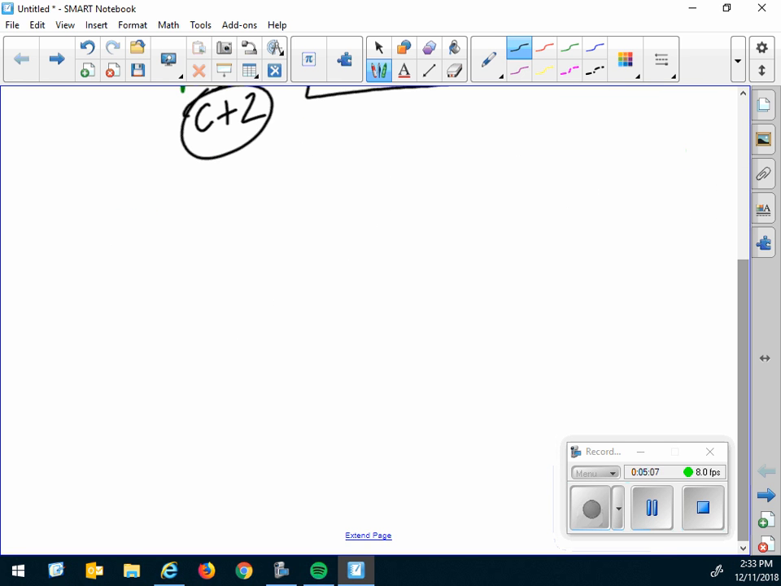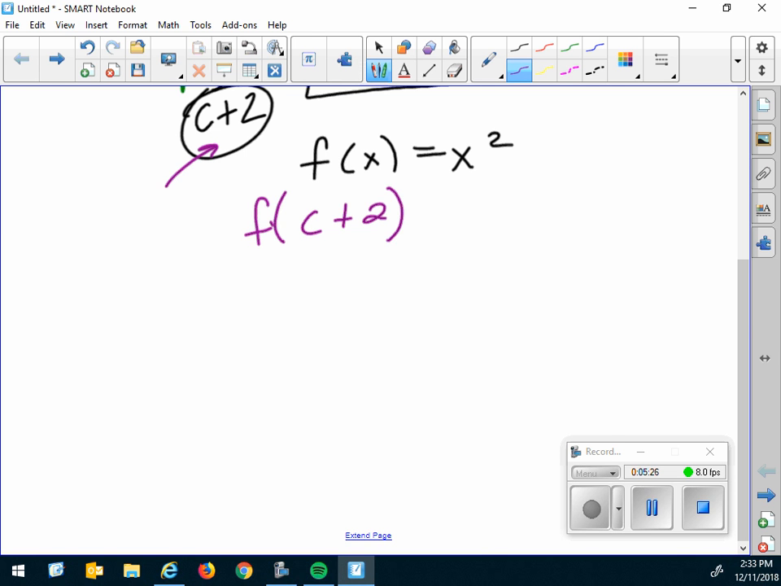Now, I want to show you if we put this in. Let's see what it looks like here if we don't use the machine. What am I putting in the machine? So you write f of c plus 2 equals, now everywhere I see an x, that's what it is, right? C plus 2 quantity squared.